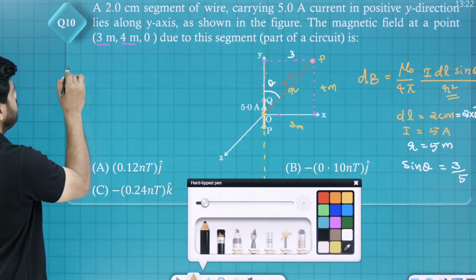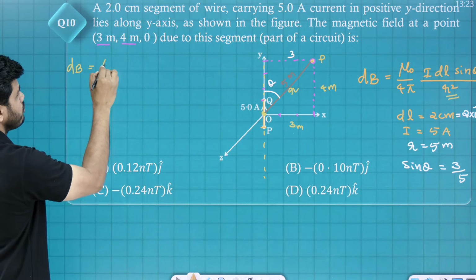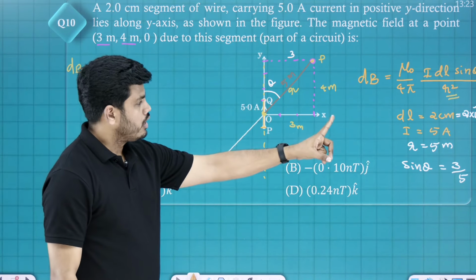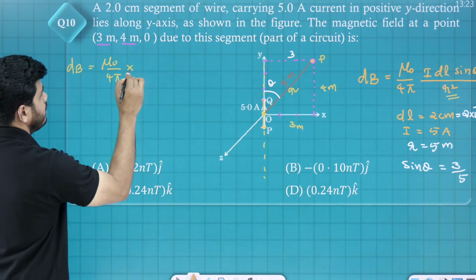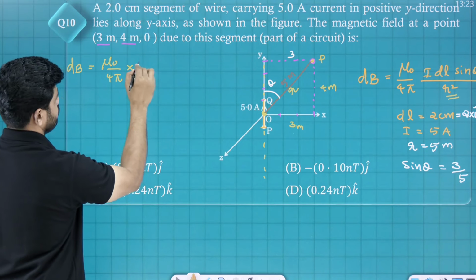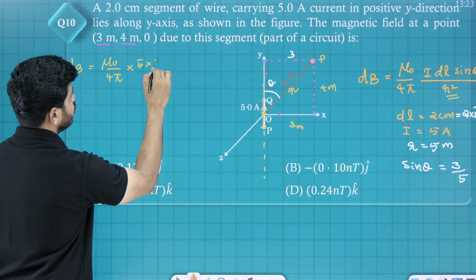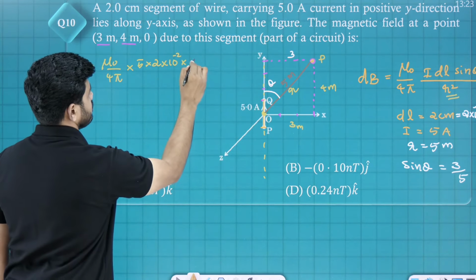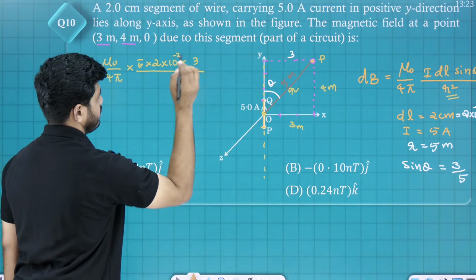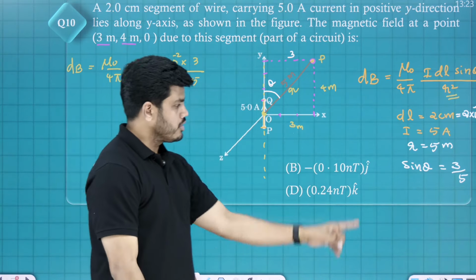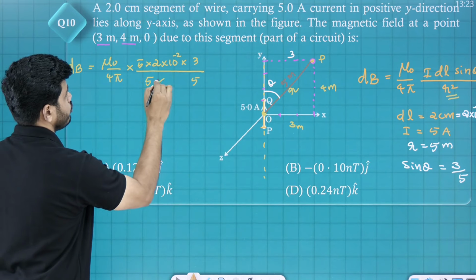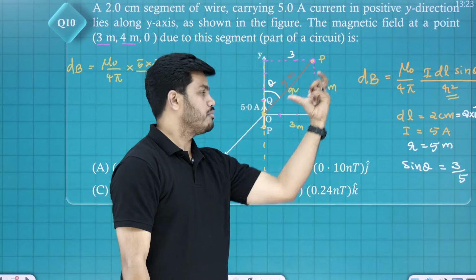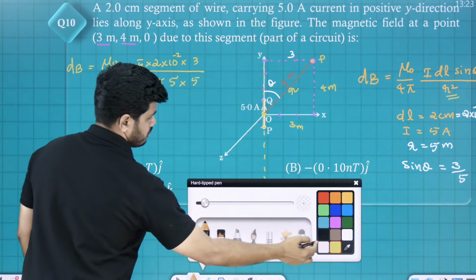So dB is equal to mu naught by 4 pi into I dl sine theta by r square. I is going to be 5 ampere, correct? Yes, 5 ampere. dl is 2 into 10 raised to minus 2. Sine theta is going to be 3 by 5. And r square: what is r? 5 into 5. See, 5 is the distance from the line element to the point. So now you can simplify and find out the value.